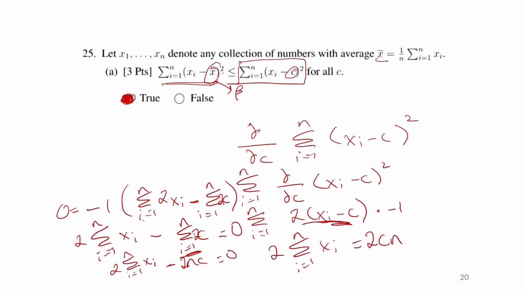If I divide the 2 over, I'll just have the sum from i equals 1 to n of xi is equal to cn. Now if I solve for c, I have c is equal to the sum from i equals 1 to n of xi over n. So this is the sum over all the xi, and I divide by n, which is the average. So this is the average of all the x's. Is that clear to everyone?